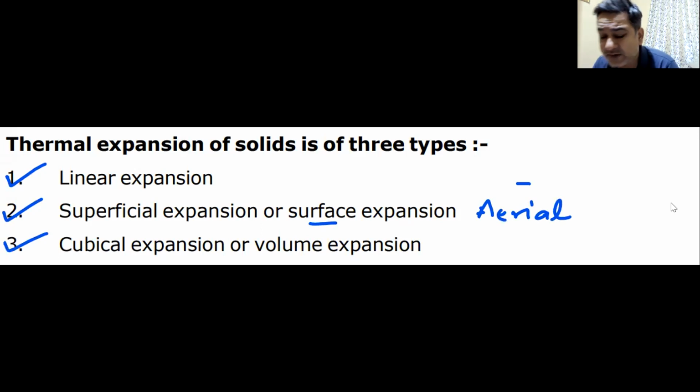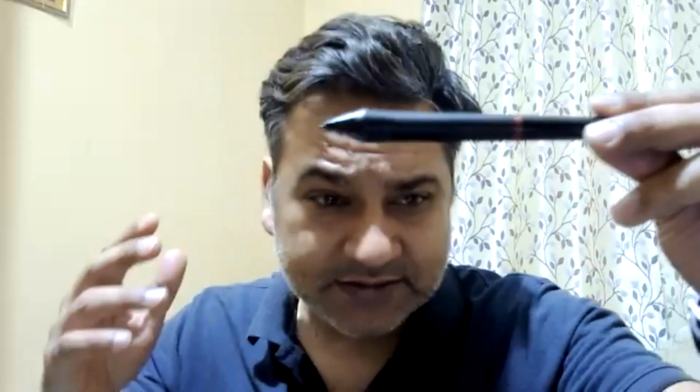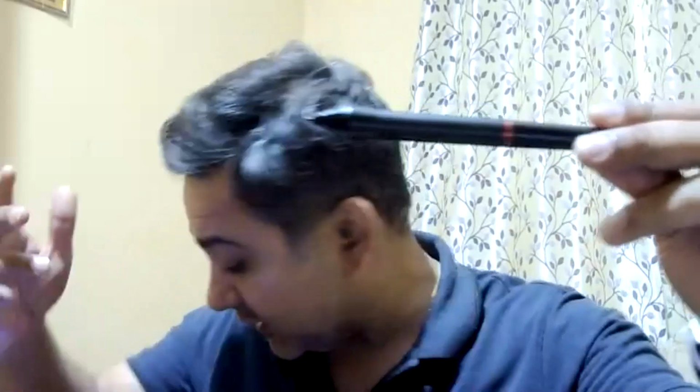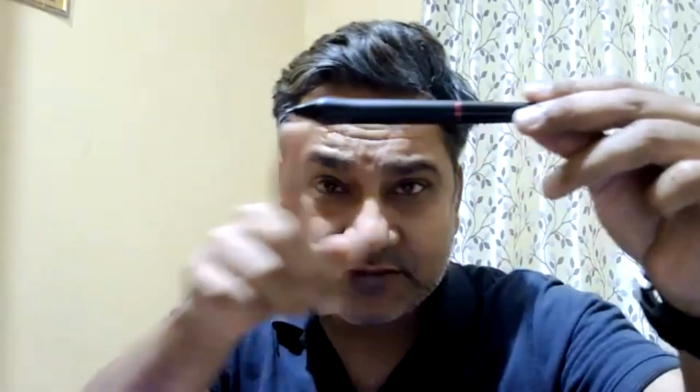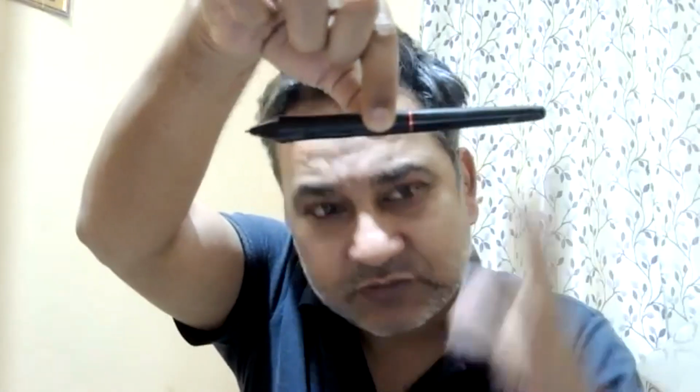Now, why are there three types of expansion? Please remember that they are not of three types. They are basically only of one type. But why have we given it in terms of three ways? Well, take the example of this pen that I have in my hand. Every solid body that you see is a three-dimensional body. It has three dimensions. What are the three dimensions? One is the length, the other one is the breadth, and the third one is the thickness. Every solid body that you see has three dimensions.